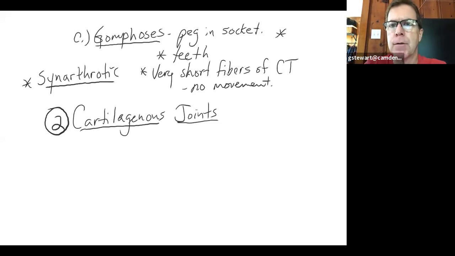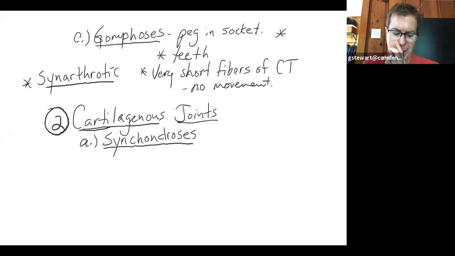Makes it slightly easier, so I'm just going to write letter A. Cartilaginous joints, it's just the 2 bones are joined by cartilage, not fibrous connective tissue. That's pretty self-explanatory in the name. So the first subcategory, syn means tight or immovable. Chondro, you know what that means? It means cartilage. So these are, just so you know, bones that are joined specifically by hyaline cartilage.